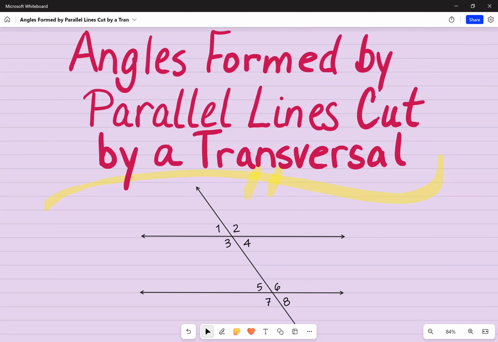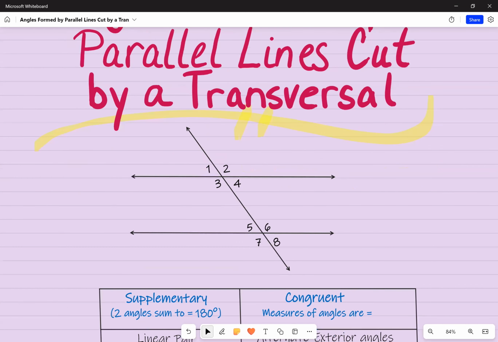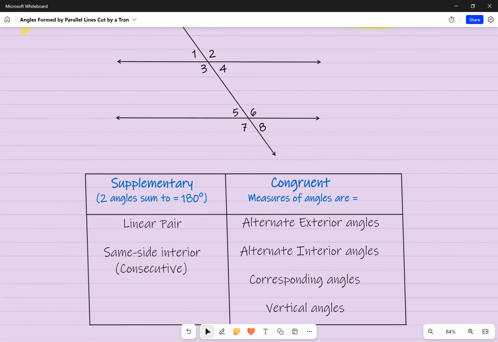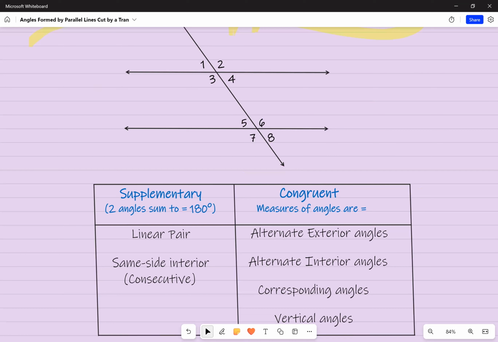This video will discuss angles formed by parallel lines cut by a transversal. But before we get started into our examples, I would like to show you that whenever you see parallel lines, as you see here, that are cut by a transversal, that's the line that's going through them, then it's going to form 8 different angles.